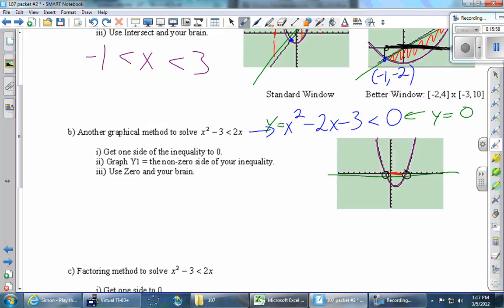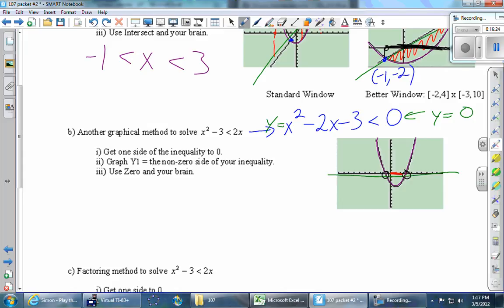Now we're not using the calculator for this one, but guess what the left x-intercept is? It's -1, and the right-hand one is 3. You'll get the same answers. We're doing the same problem, just a different way. So either graph two things and intersect them and then think about the picture, or make one side 0 and then find the x-intercepts, which your calculator can do, and then think about the picture.